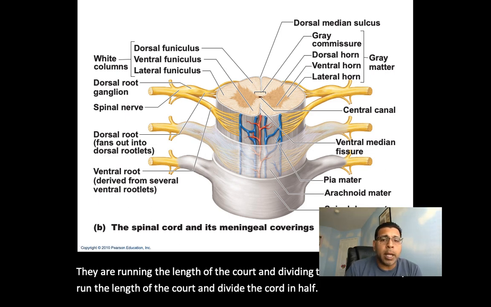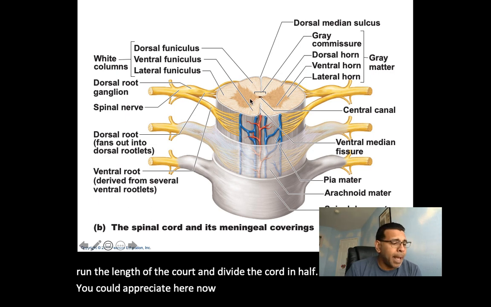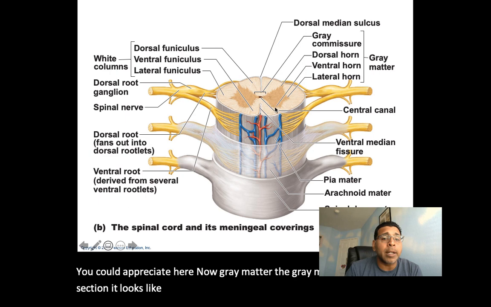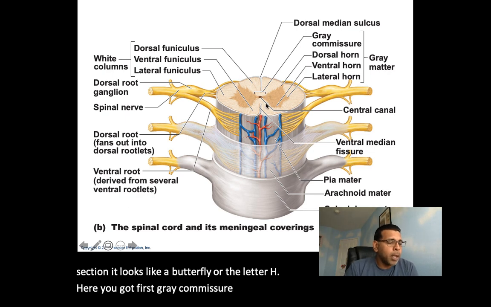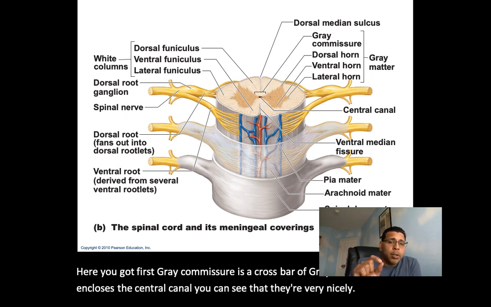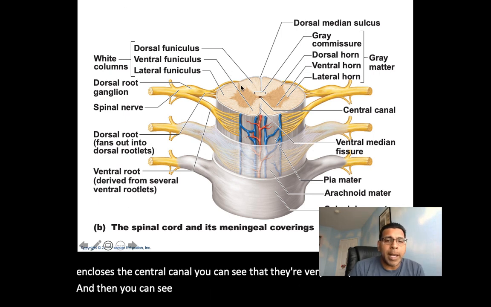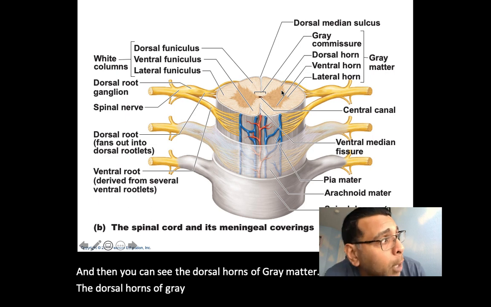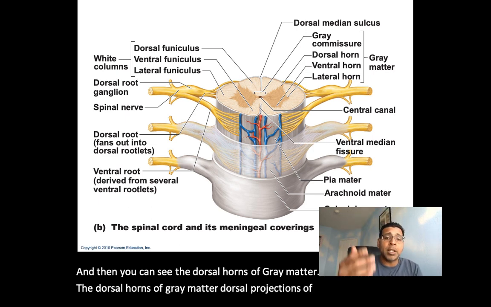You can appreciate here now gray matter. The gray matter in this cross section looks like a butterfly or the letter H. Here you've got first the gray commissure, a crossbar of gray matter that encloses the central canal. You can see that there very nicely. And then you can see the dorsal horns of gray matter, which are dorsal projections of gray matter.